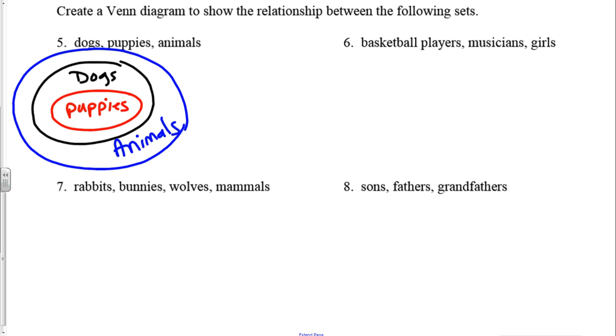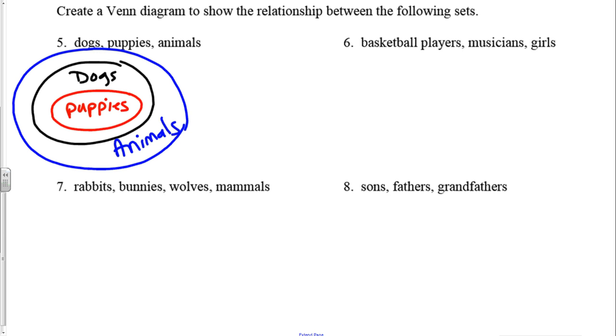So let's look at number 6, basketball players, musicians, and girls. So are all girls musicians? No, not necessarily. Are all girls basketball players? No, not necessarily. Are all musicians girls? No. Are all musicians basketball players? No. Are all basketball players musicians? No. And are all basketball players girls? No. So we don't have an all anywhere. So let's move on to maybe some or none.